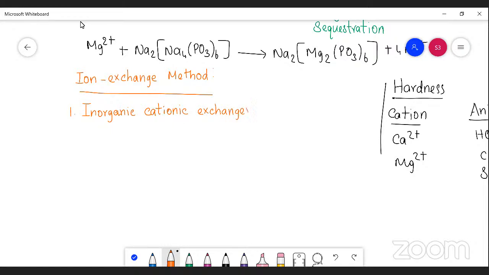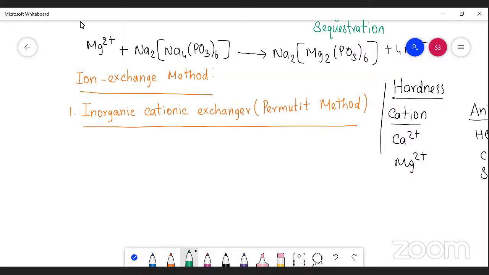So this inorganic cationic exchanger process is otherwise known as the permutit method. In this permutit method, we are using the inorganic cationic exchanger, which is known as zeolite. What is that? It is zeolite.